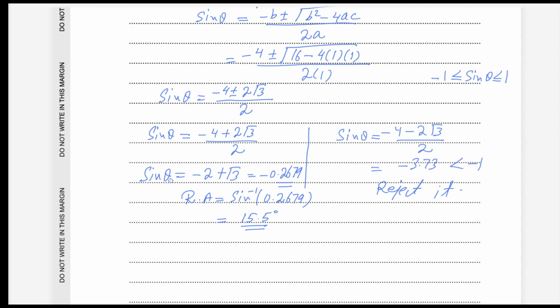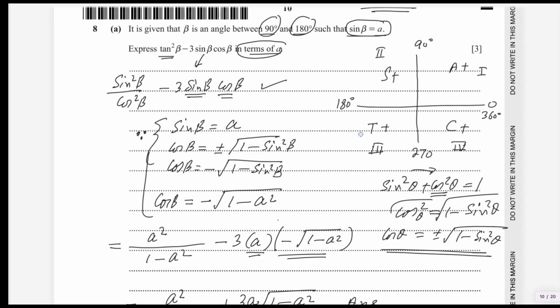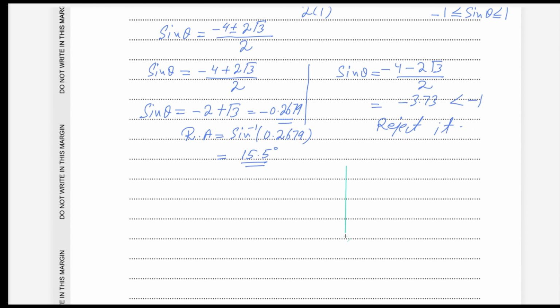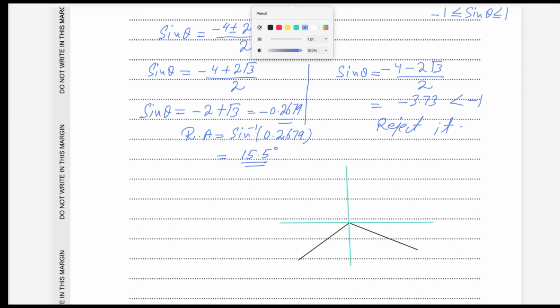As I told you earlier in the previous part, sine is negative in the third and fourth quadrants. The terminal arm of the angle will be in the third and fourth quadrants. So here let me draw. The terminal arm of the angle will be here in the third quadrant and also in the fourth quadrant. This angle is the reference angle, so it is 15.5 degrees. This angle is 15.5 as well. So we got the reference angles here.